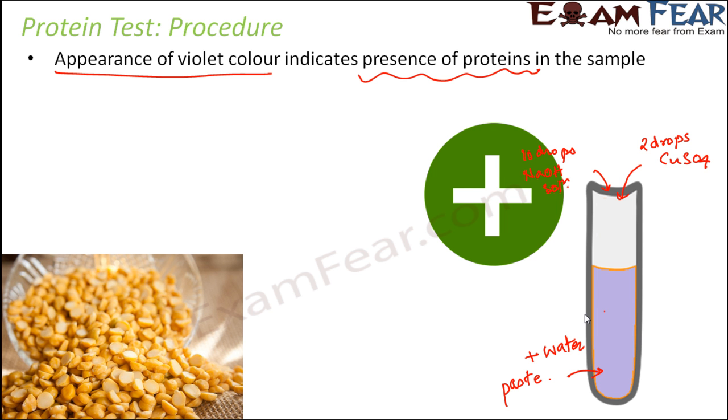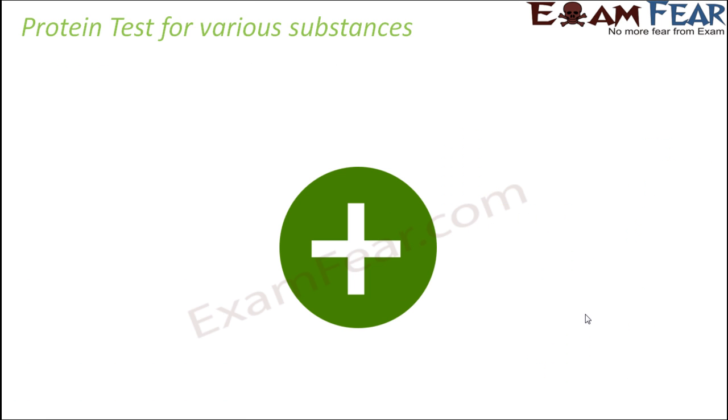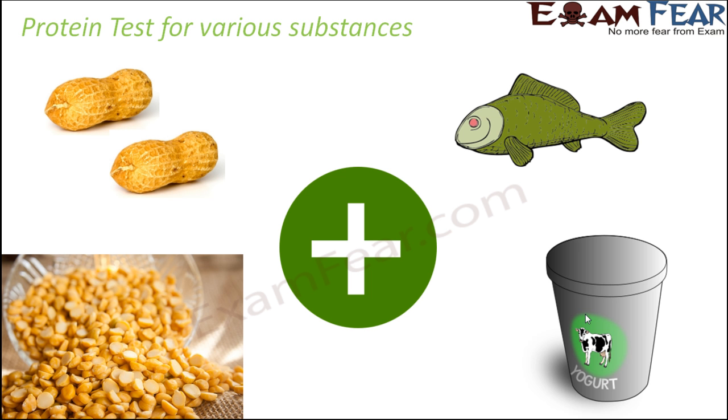So here we would say in this scenario that the protein test for the pulses is positive. Similarly, you can try out the protein test for various substances, and for all of these substances it turns out to be positive. Whether you talk about groundnut, fishes, yogurt, or pulses, for all of them the protein test is positive.